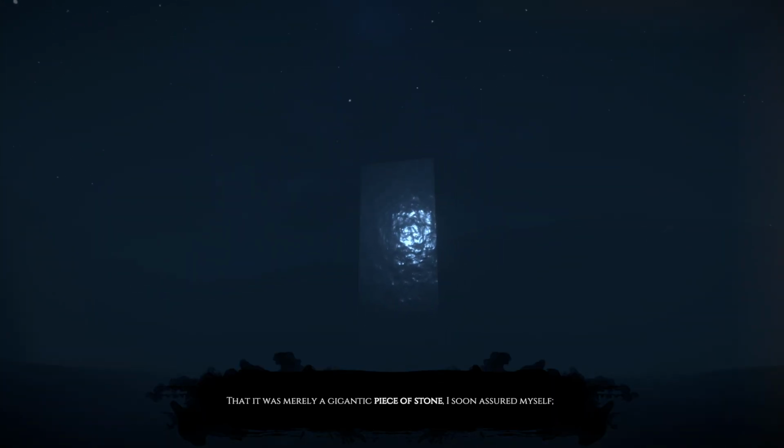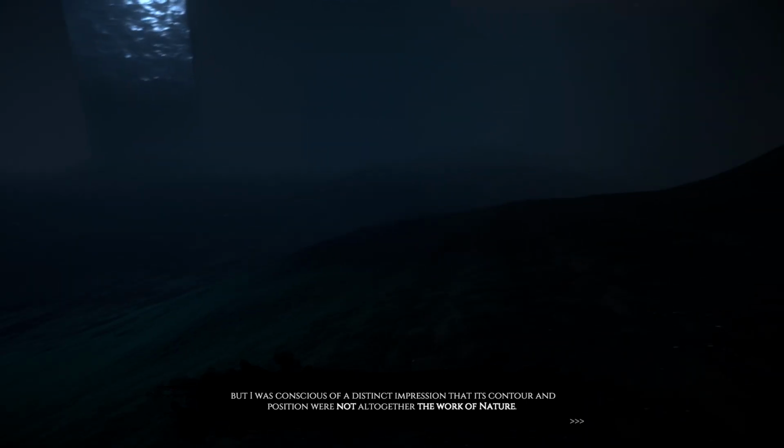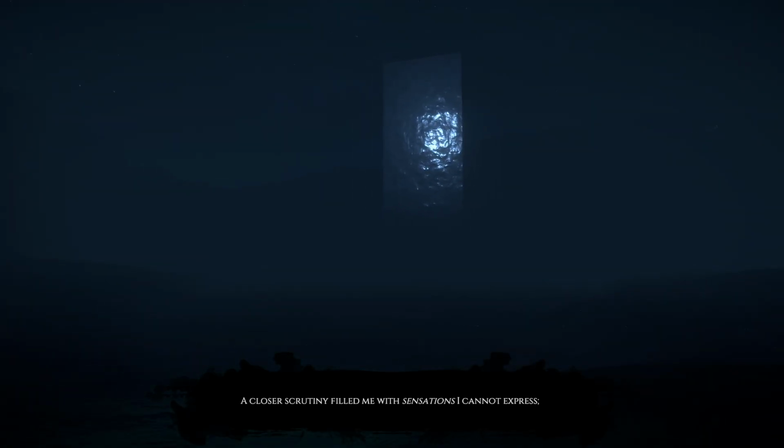That it was merely a gigantic piece of stone, I soon assured myself. But I was conscious of a distinct impression that its contour and position were not altogether the work of nature. A closer scrutiny filled me with sensations I cannot express.